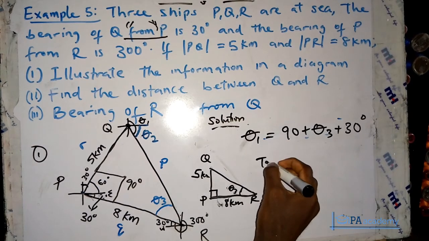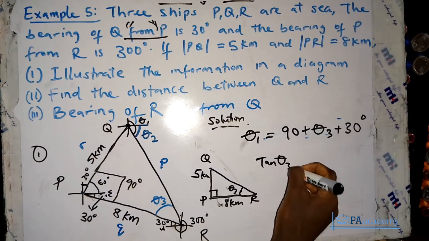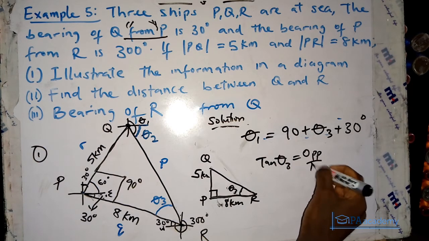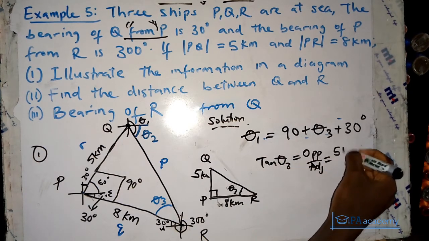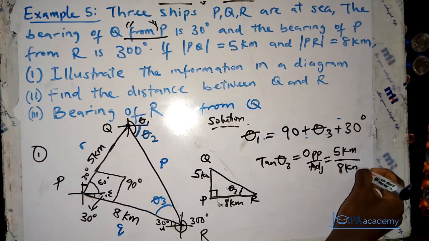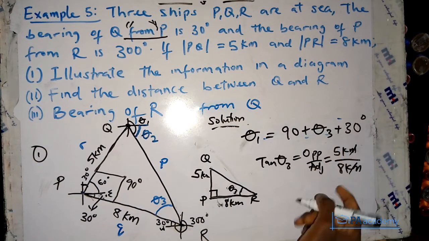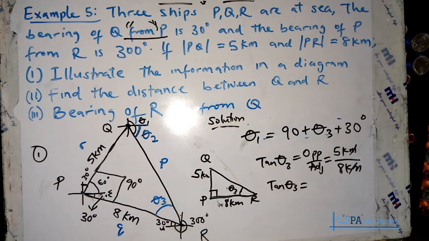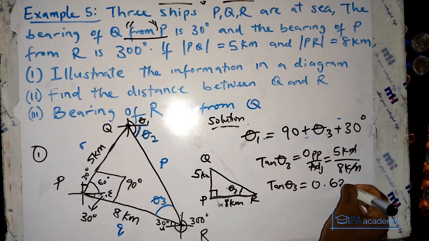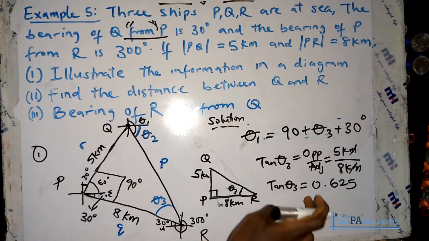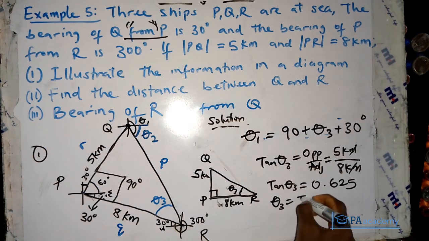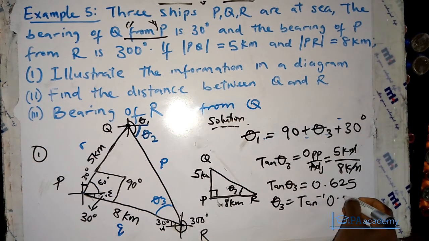So tan theta 3 is equal to opposite over adjacent. The opposite is 5 kilometer over 8 kilometer. The kilometer cancels out, so 5 divided by 8, which gives us 0.625. So for us to make theta 3 the subject of the formula, theta 3 is equal to tan inverse of 0.625.